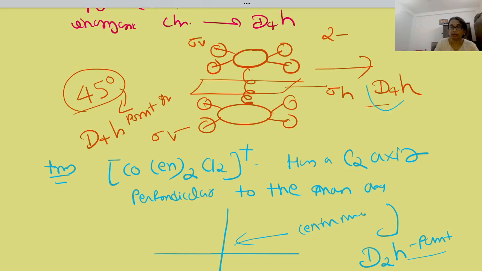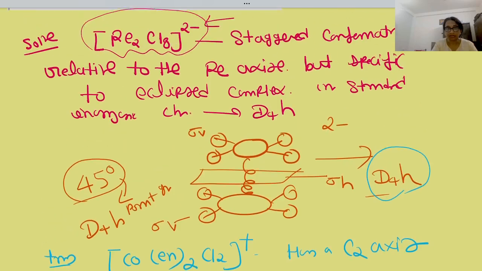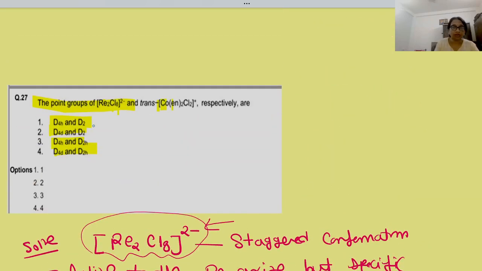There are two types of point groups, D4h and D2h. Now match our answer with the given options. In the given options, D4h and D2h point groups are given. Option number three is the correct answer.